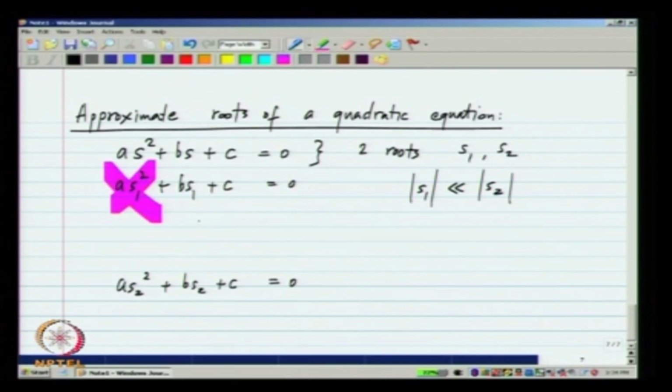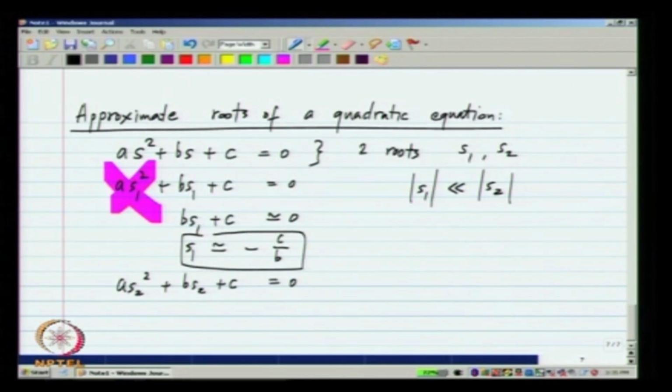And in this case, it turns out that first of all, for s1, this term will be negligible compared to b s1 and c. So, this is approximately equal to 0, and we can easily determine s1 to be approximately minus c by b. What we have done is to reduce the quadratic equation to a first order or a linear equation. Similarly, for s2, it turns out that this is much smaller than the other two, and s2 can be approximated by minus b by a. Again, we had to solve only a linear equation.